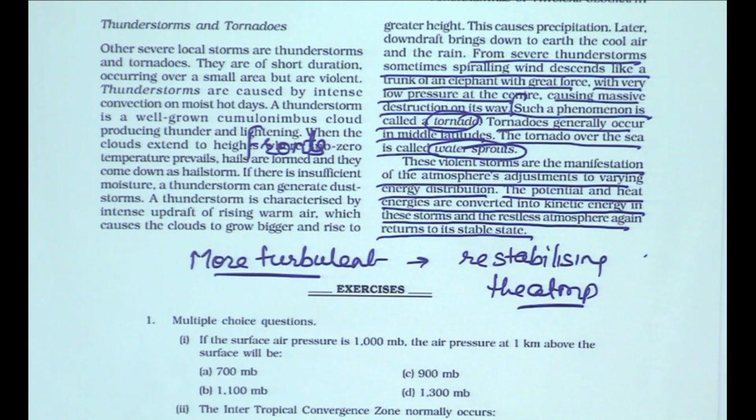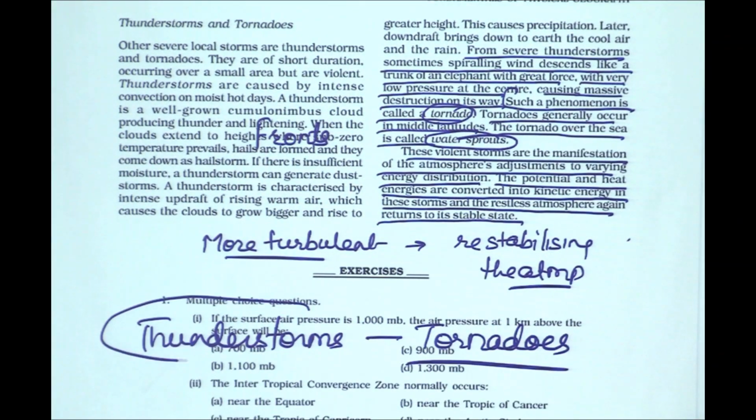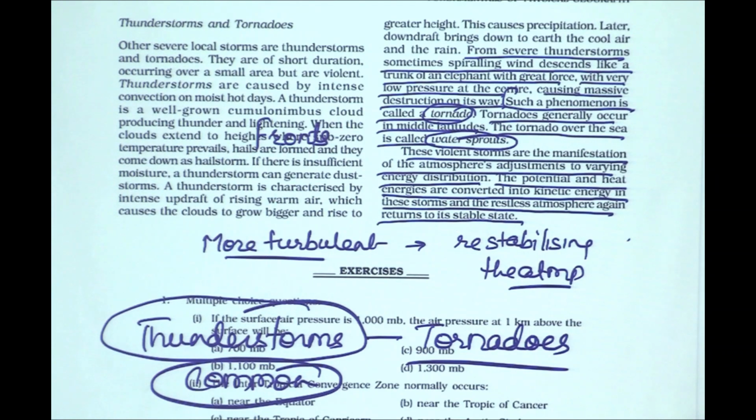So, which are the turbulent mechanisms that we talk about? We talk about thunderstorms and we talk about tornadoes. Do remember, thunderstorms are much common. It's cumulonimbus cloud. Tornadoes are comparatively rare.